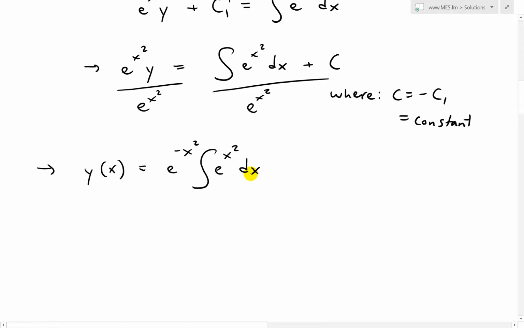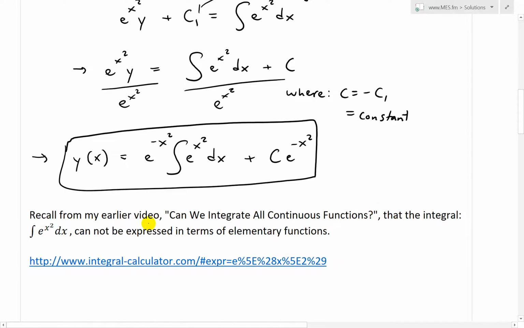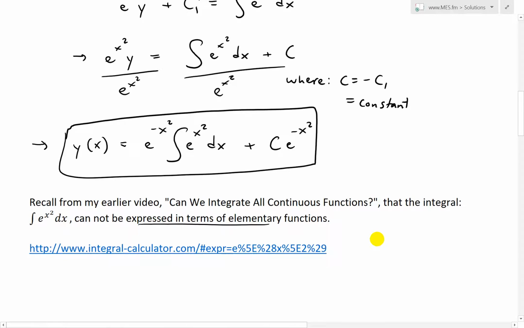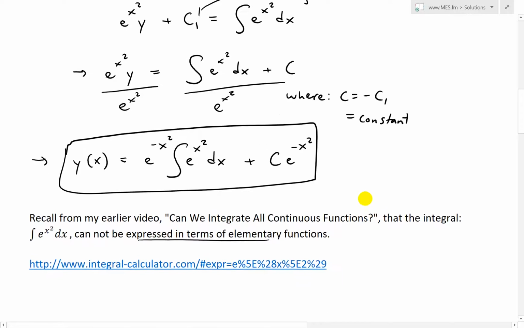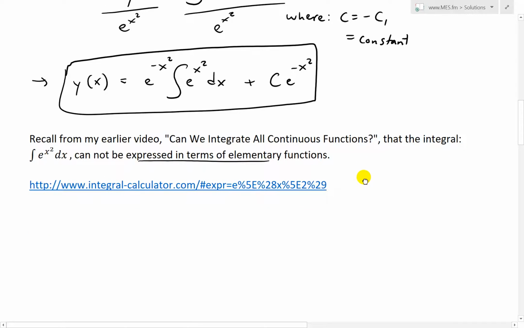So this is in my calculus book, it has the final answer, and then plus c times e to the negative x squared. So there is our final solution. Basically, recall from my earlier video, "Can we integrate all continuous functions?", that the integral of e to the x squared cannot be expressed in terms of elementary functions. These are just the regular functions that we have all known, like trigonometric functions, linear, etc. I'll put that video link in the description below, you could check that out.